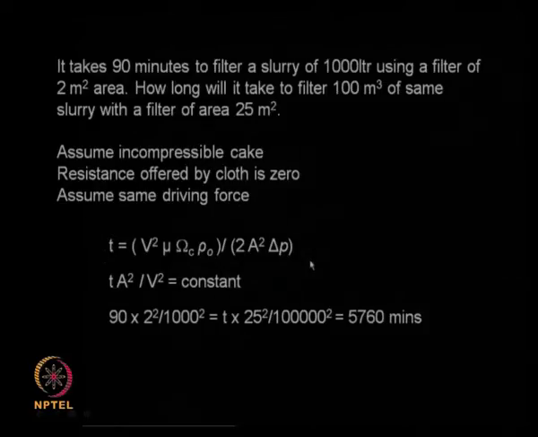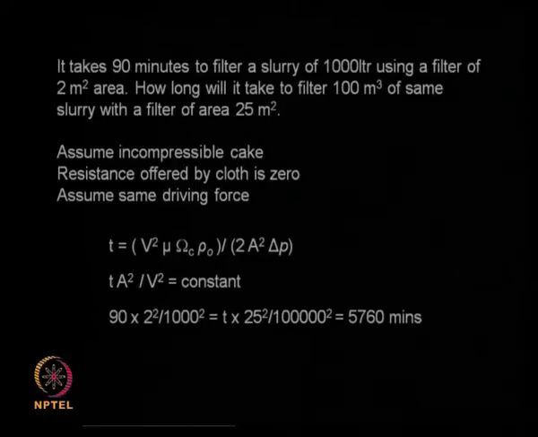So you know this equation which we got, this is the simplest of the equations where we assume the solids are incompressible and the filter medium does not offer any resistance. So this is the equation. You can bring the A here, so you have T A square by V square is a constant, correct. That means you are bringing A to the left hand side, so it comes to the numerator, and you are bringing the V to the left hand side, so it comes to the denominator. So T A square by V square is a constant.